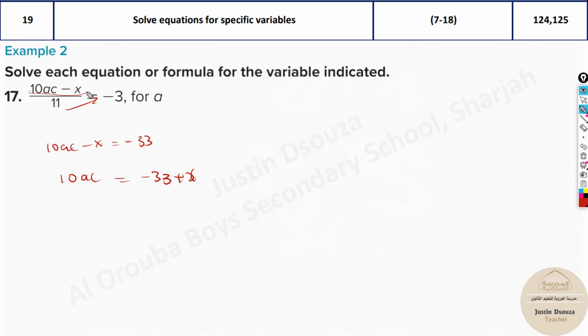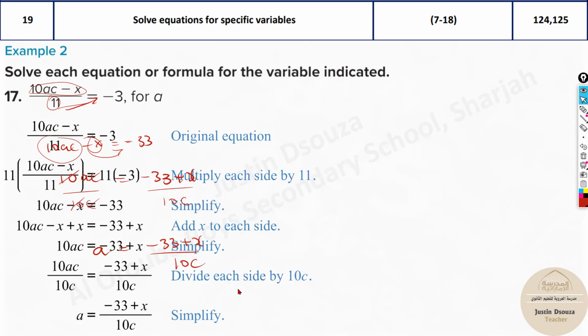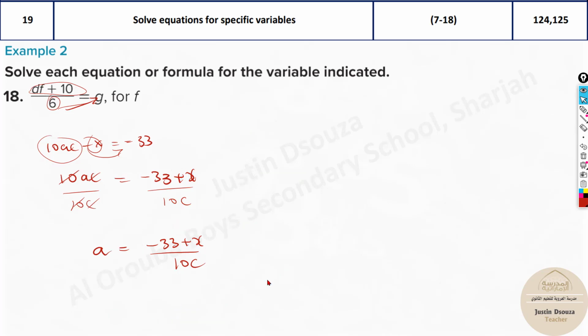Now, when you see over here, the numerators are together, the denominator is separate, and goes to the other side. Here, this term goes to the other side. Now then, all are multiplication, you can just divide. So it will be division by 10c. So the answer will be A equals, because 10 and c cancel, minus 33 plus x divided by 10c. So this must be the answer, and that's the answer, yes.